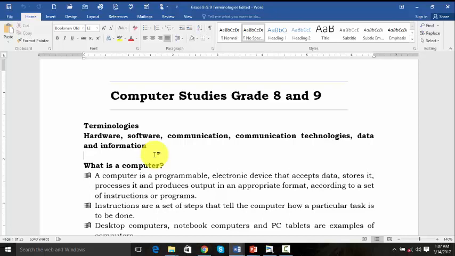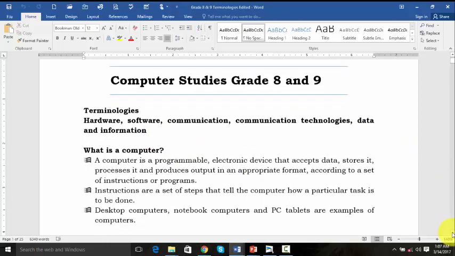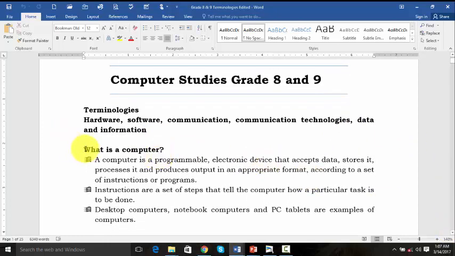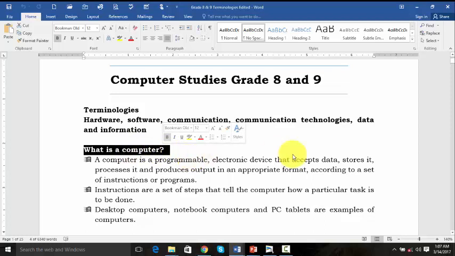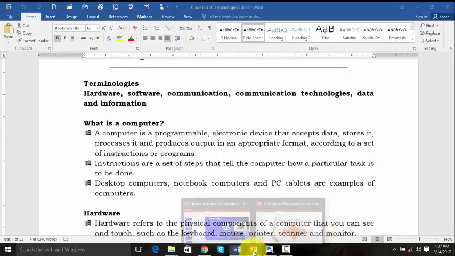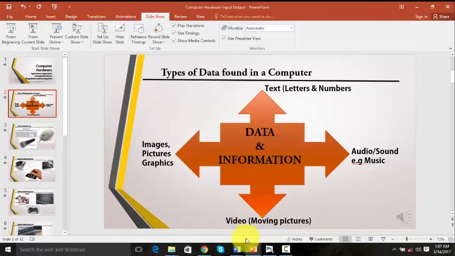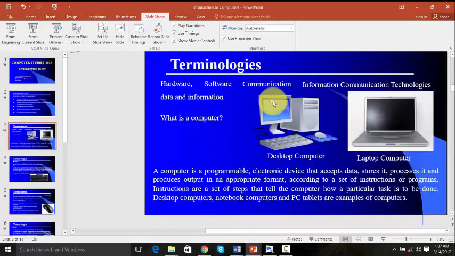So now, to start with, we are going to look at the most pressing issue, and that is what a computer is. To understand this part, we need first to look at this picture. On the screen, you are able to see two types of computers. This one is called a desktop computer. This one is called a laptop computer.